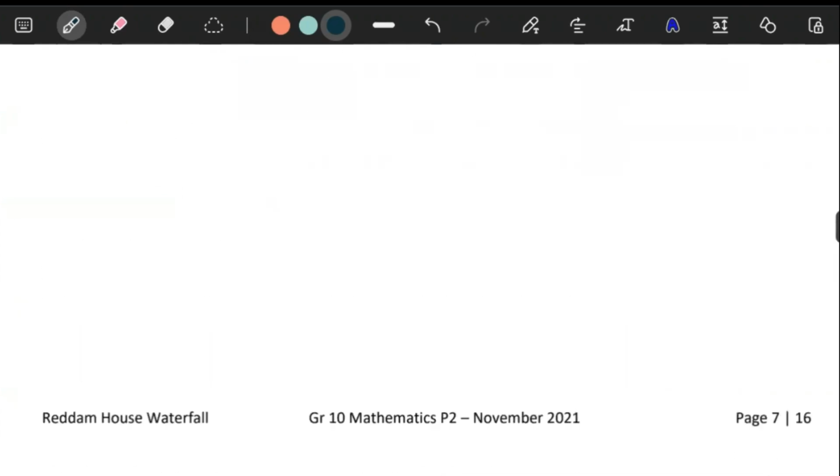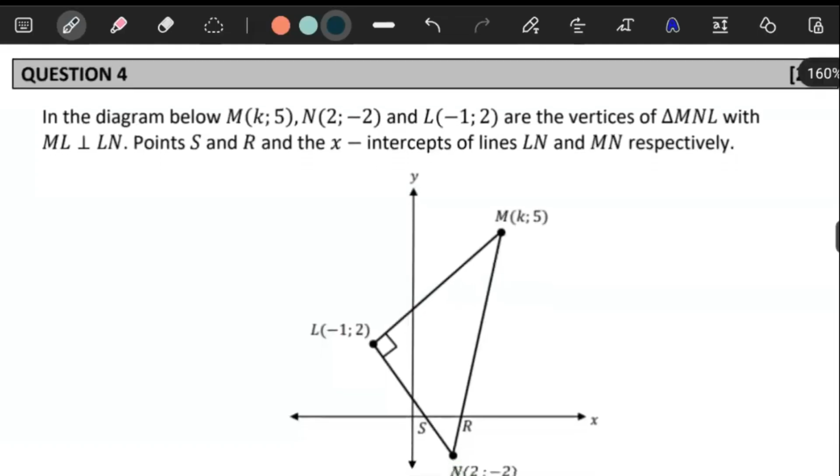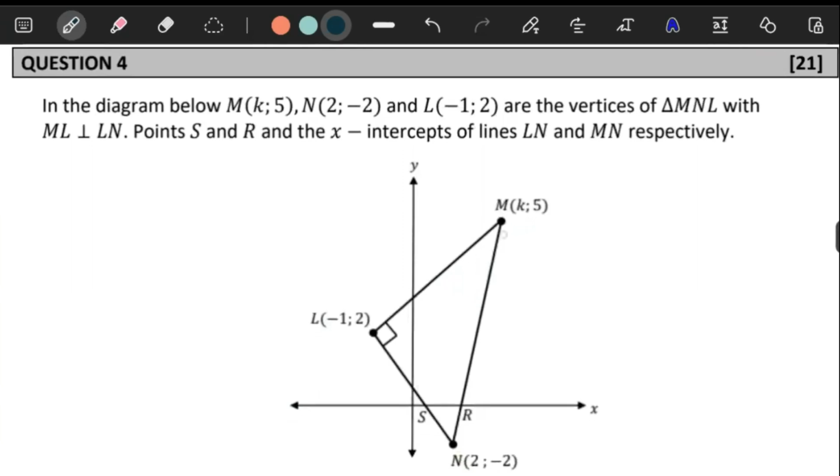And then let's move on to question number 4, analytical geometry as it seems. Question number 4 says the following. In the diagram below, you have M, you have N, you have L. Then it says these are the vertices of a triangle with these lines perpendicular to each other. If they're perpendicular, already we know something about the gradient of the one line and the gradient of the other line.